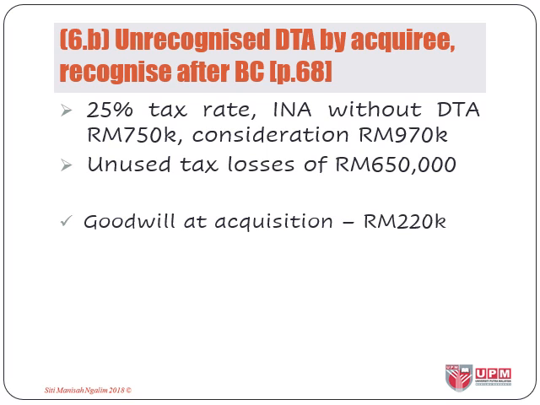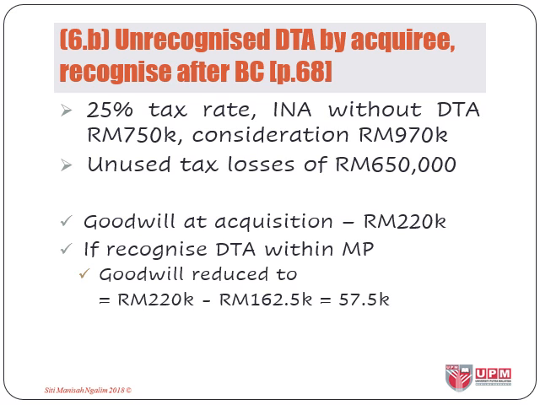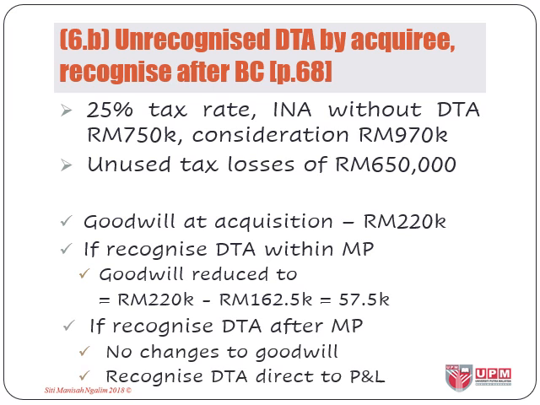For example, say the tax rate is at 25%, identified net assets without DTA at 750,000 ringgit, consideration at 970,000 ringgit, and unused tax losses at 650,000 ringgit. The initial goodwill recognized was 220,000 ringgit. If the DTA is recognized within the measurement period, we have to adjust goodwill. Thus, the new goodwill will be 57,500 ringgit after deducting DTA of 162,500 ringgit at 25% rate. If the DTA is recognized after the measurement period, no changes will be allowed to the goodwill, and thus the DTA will be directly recognized against P&L.